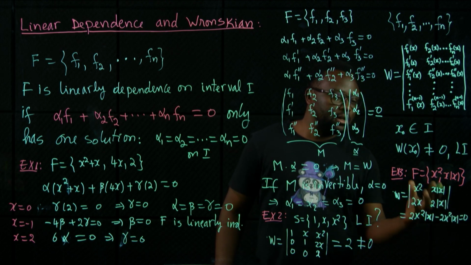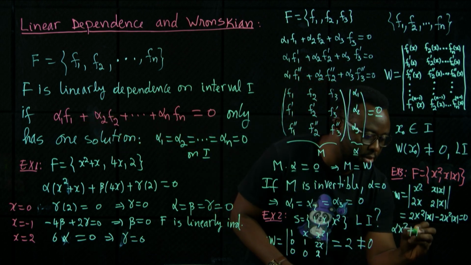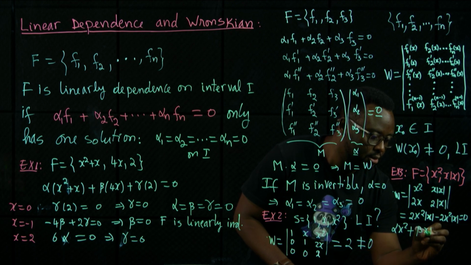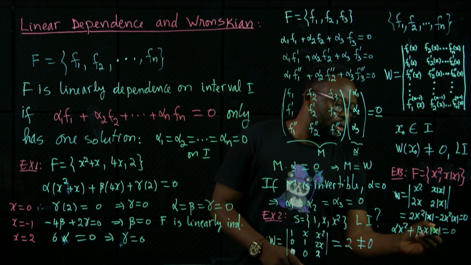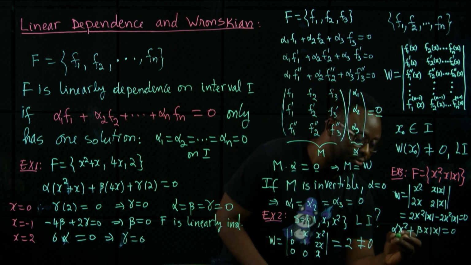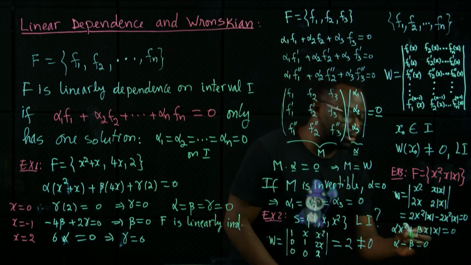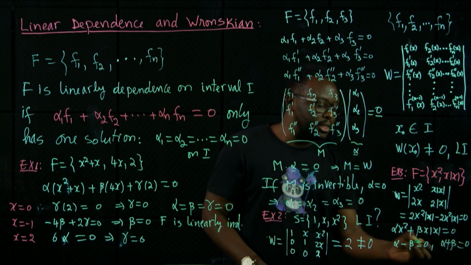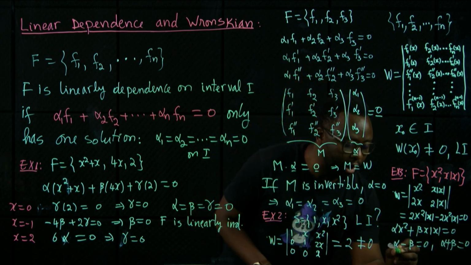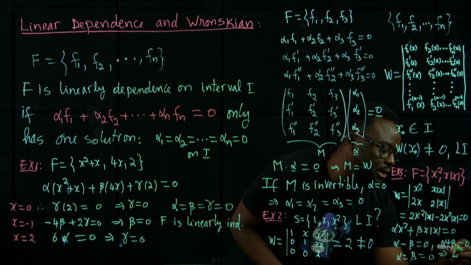We have to check again. Let's check using the definition and see. So if you write alpha x squared plus beta absolute value of x is equal to 0, in this case, if x is negative, the absolute value brings the negative, then we have alpha minus beta is equal to 0. If x is positive, you have alpha plus beta is equal to 0. And if you solve these two, you come to the conclusion that alpha is equal to beta is equal to 0, which means that this system is linearly independent.